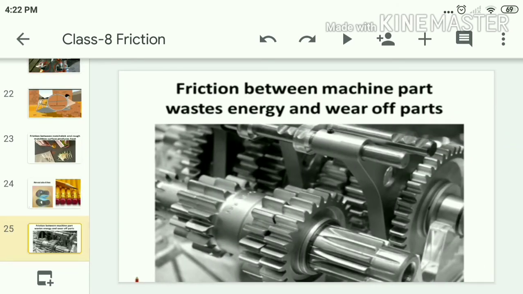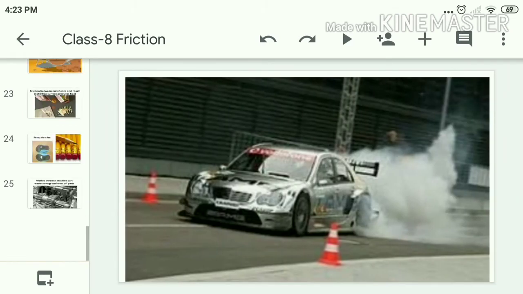And as machines go on working, they require energy to work, that is electric energy. As they go on moving, the machine parts waste energy and wear off. Why? Because in any type of machinery there is contact between the objects, otherwise a machine would never run. Due to this continuous movement between the surfaces, energy is wasted and the parts also wear off. And if you drive a car or two-wheeler, what will you observe?